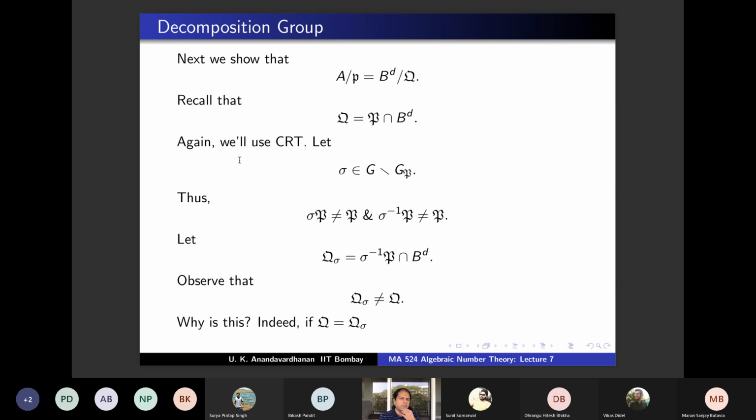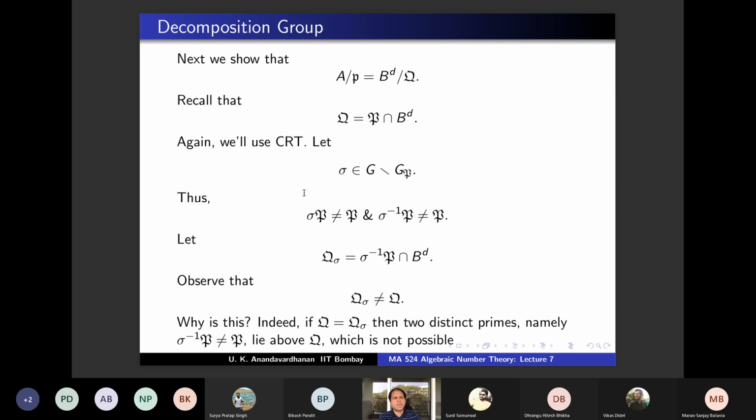It is written down here, so let's read it out. Indeed, if Q is Q sigma, then two distinct primes. What are the two distinct primes? Namely, sigma inverse P and P. These are distinct by the choice of sigma. And both these lie above Q. Sigma inverse P lies above Q because of this, if Q sigma is Q. And P lies above Q is given to you. So you will have two distinct primes lying above Q, which is not possible because LD has the property that P is the only prime lying above P intersection LD. Therefore Q sigma is not Q.